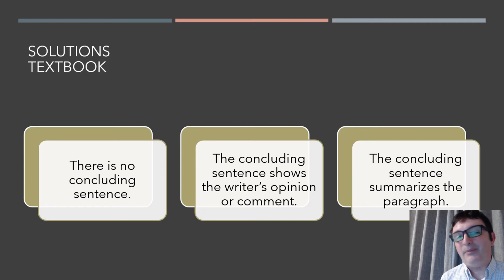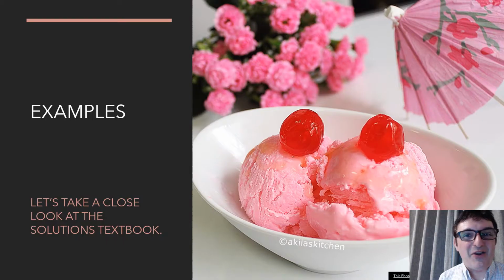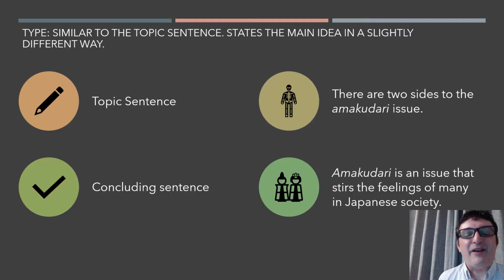Now the third type of paragraph is one where the writer actually does summarize the contents of the paragraph. Right, so let's take a close look at the solutions textbook, and let's look at some examples from lessons in the textbook. Our first example is where the concluding sentence is similar to the topic sentence.